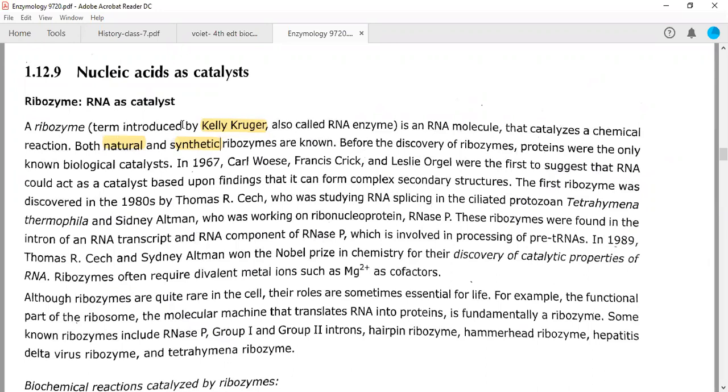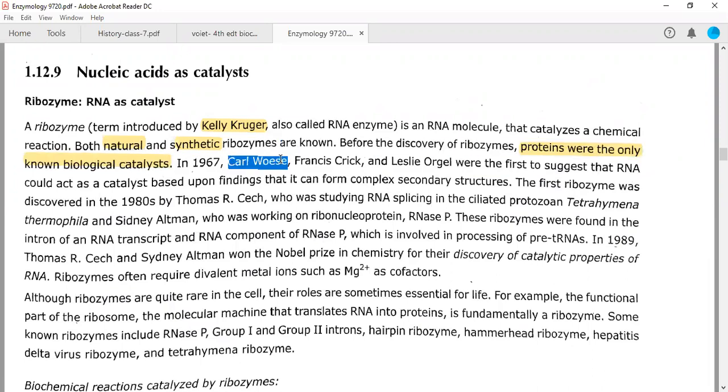Before the discovery of these enzymes, scientists thought that proteins were the only catalysts. So they thought that only proteins could catalyze reactions. But finally, in 1967, there was a proposal that RNA molecules can also act like a catalyst.